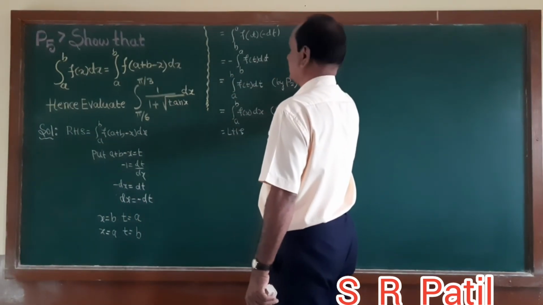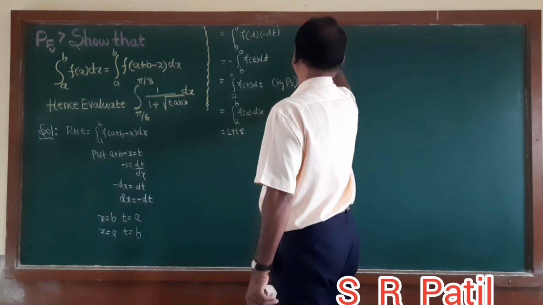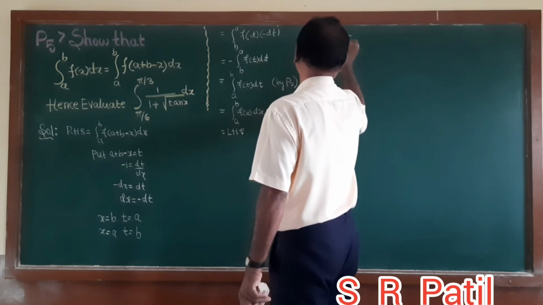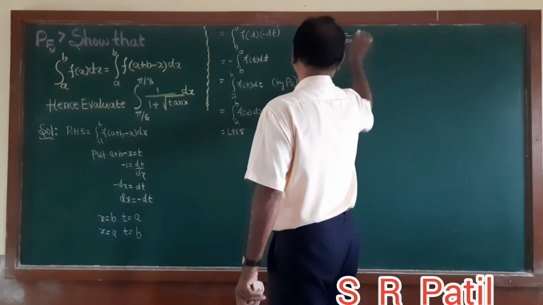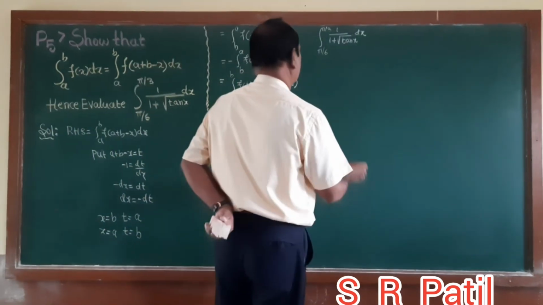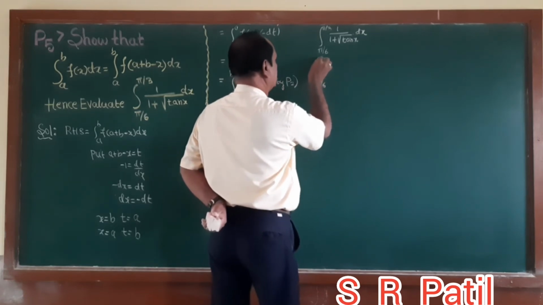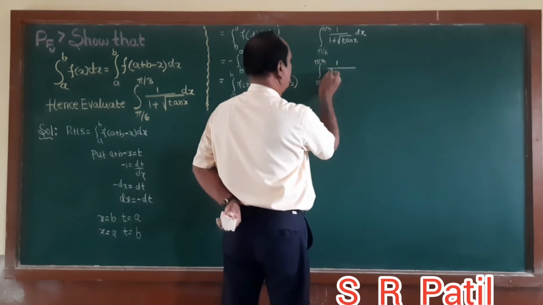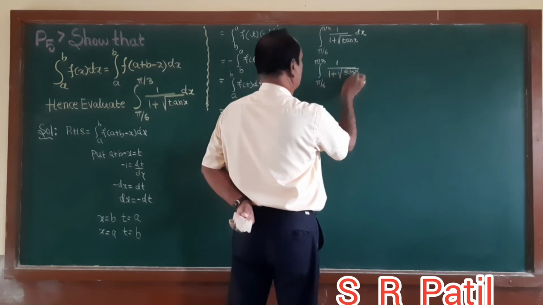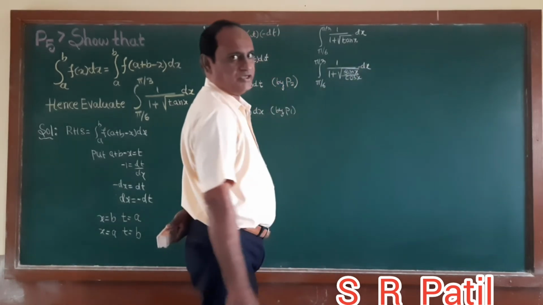Therefore, the given integral is the integral from pi by 6 to pi by 3 of 1 divided by 1 plus root of tan x dx. First, your duty is to convert tan in terms of sin by cos. So the integral from pi by 6 to pi by 3 of 1 divided by 1 plus square root of sin x divided by cos x dx. Again you have to write it in the simplest form.